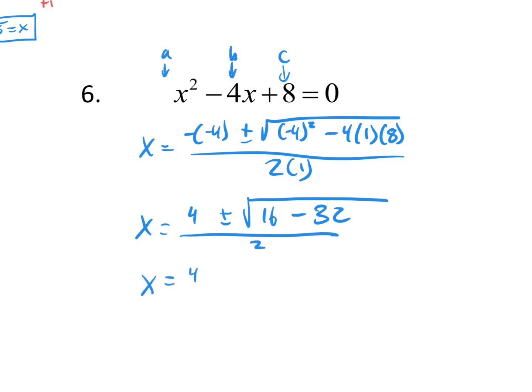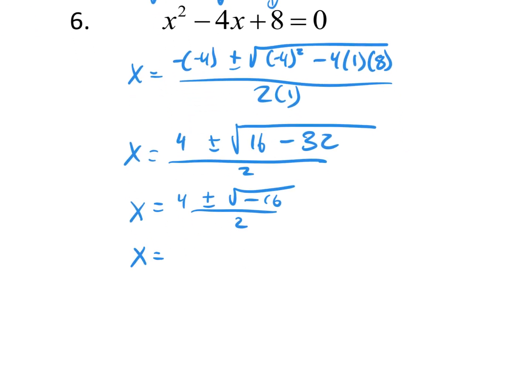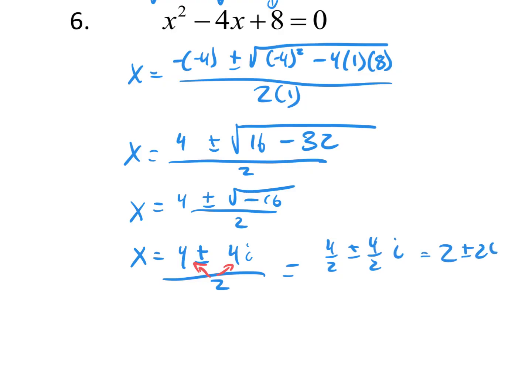So we get 4 plus or minus, and this is the square root of negative 16. And the square root of negative 16 is going to be an imaginary number. It's going to be 4i all over 2. And we want to write this as 4 over 2 plus or minus 4 over 2i. So this 2 divides both of these. And we'd like to write that as 2 plus or minus 2i. That's the final answer.